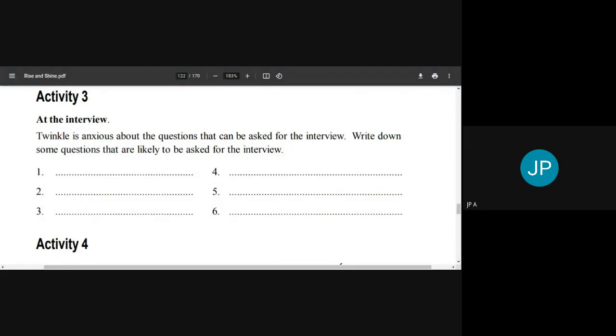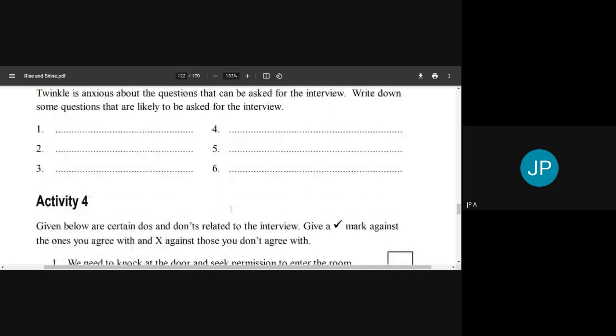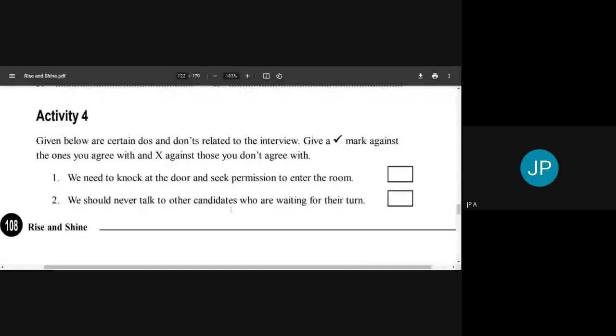Then they will ask you, why do you want to choose this profession? What do you know about our organization? What kind of a person are you? There are many other questions. We will discuss those questions later. But before we come to the questions, going to the interview itself requires a lot of skill. That is the next one. There are certain do's and don'ts related to interviews.